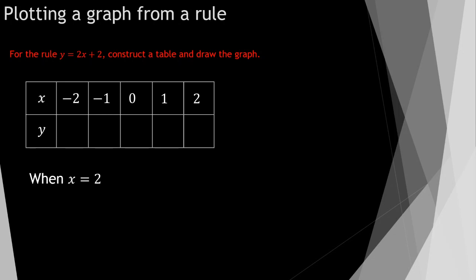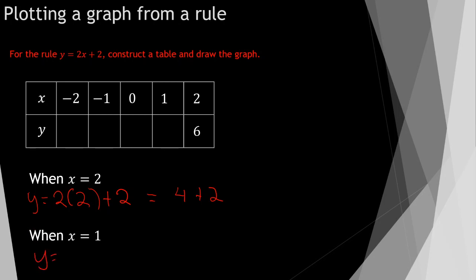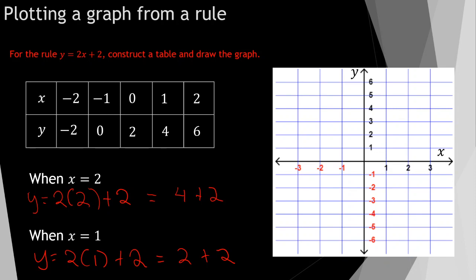So when x equals 2, what does y equal? Well, y equals 2, substitute 2 in there, plus 2. And that gives me 4 plus 2, which gives me 6. When x equals 1, let's substitute x equals 1 and add 2. So that gives me 2 plus 2, which equals 4. And you keep following that. Don't forget to multiply your negative numbers correctly, and you should get a full table of values. And then you can plot them.